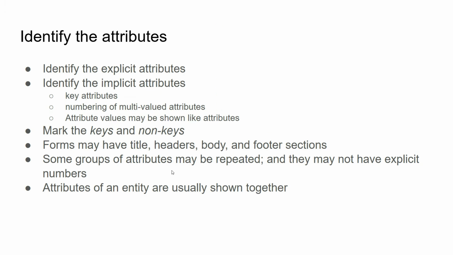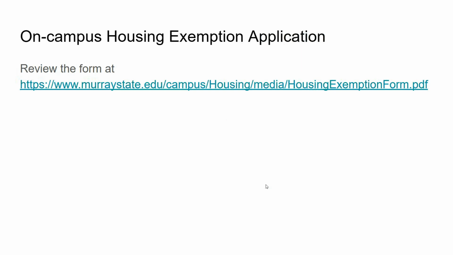Those sets of attributes in the body may be repeated, and they may not have explicit numbers. That's what I was talking about, the numbering of multi-valued attributes. And also when you're looking at attributes on a form, a lot of times the attributes of a particular entity are shown together. So these are some heuristics to keep in mind while understanding and analyzing the form to create a normalized table.